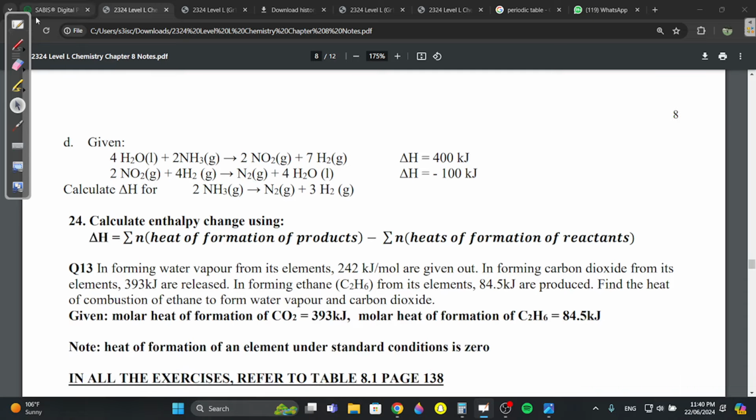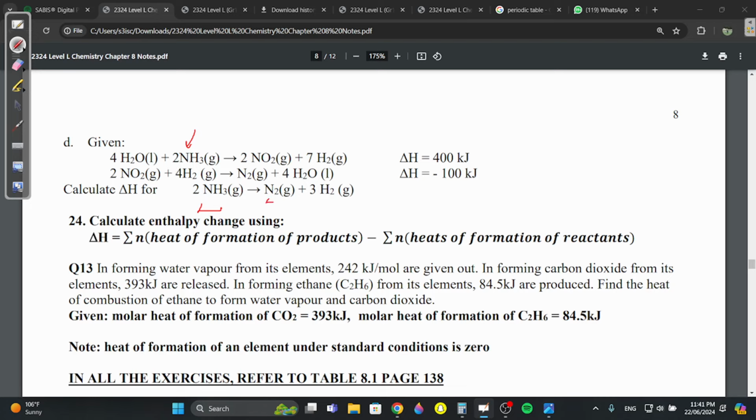Let's do this one. Part D. Okay, we want this. Okay, let's take a look. So we want NH3 in our reactants. Wait. This one is actually so easy. We want NH3 in our reactants, and it is here, and they both have the same coefficient. So we can just write it down as it is. There's nothing to change here.